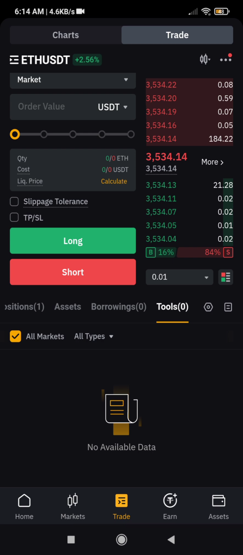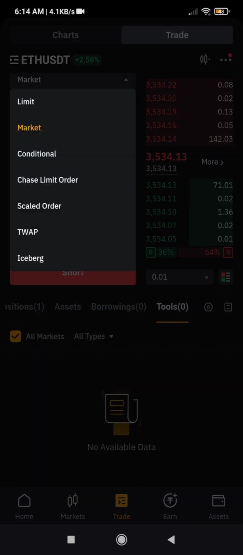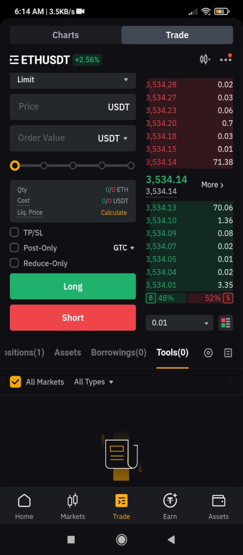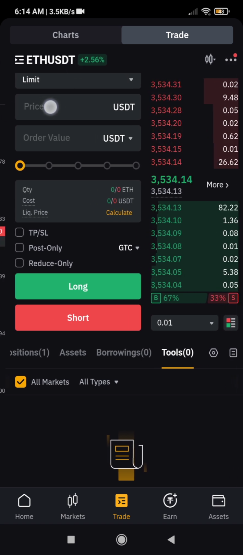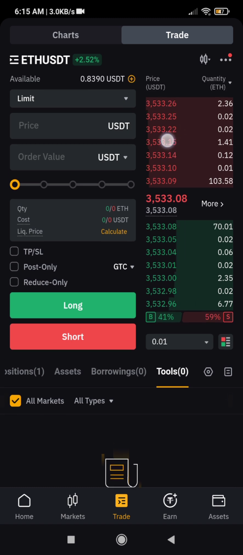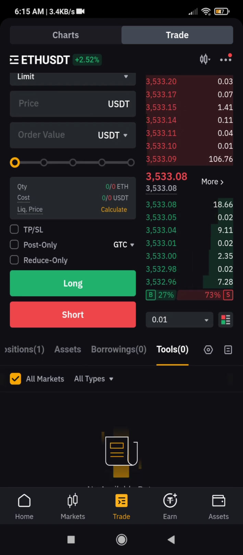The difference between a market order and a limit order is that for a limit order, if you select limit, whenever you click, you are going to specify the price that you want to buy with. So if you select that you want to buy at 3530, the current market price of Ethereum is 3533. If you select 3530 as your limit price here, your order will remain like that unless Ethereum falls to 3530 before you will be filled.